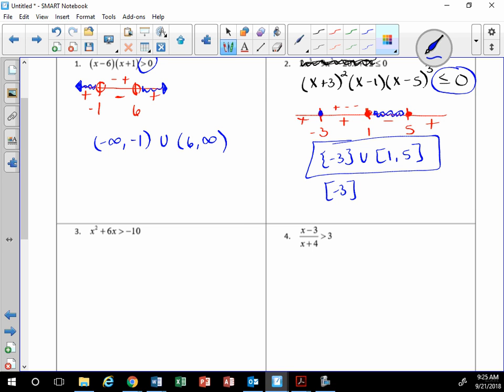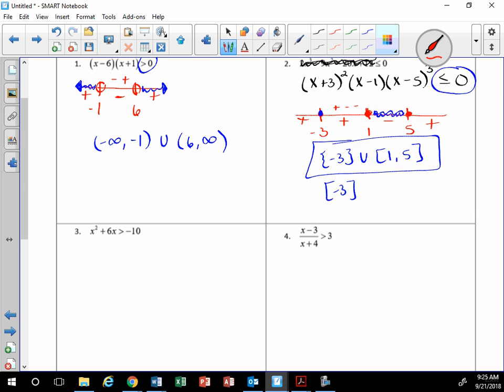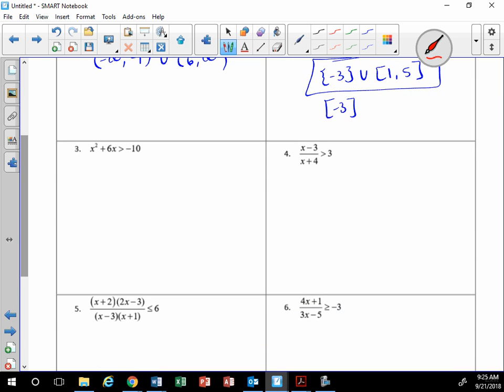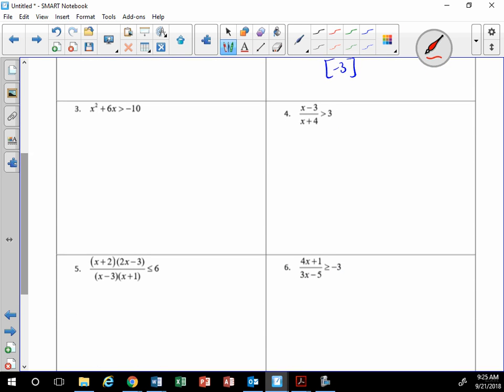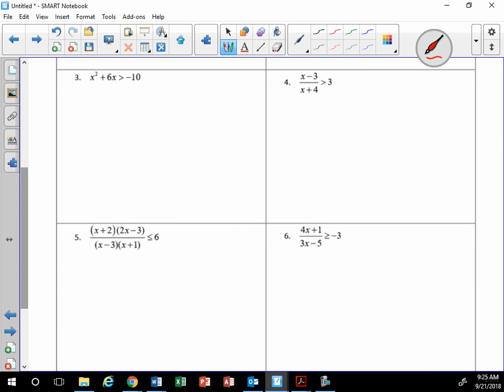Let's jump down to number 4. Skipping around a little here. So now I have this fraction that I have to deal with. It's kind of tricky to think about when a fraction is greater than 3, okay? Because that's just not a simple thing to figure out. It's much easier if you get a 0 over there, because now we're just thinking positive versus negative. So that's your first step, is to bring the 3 over.